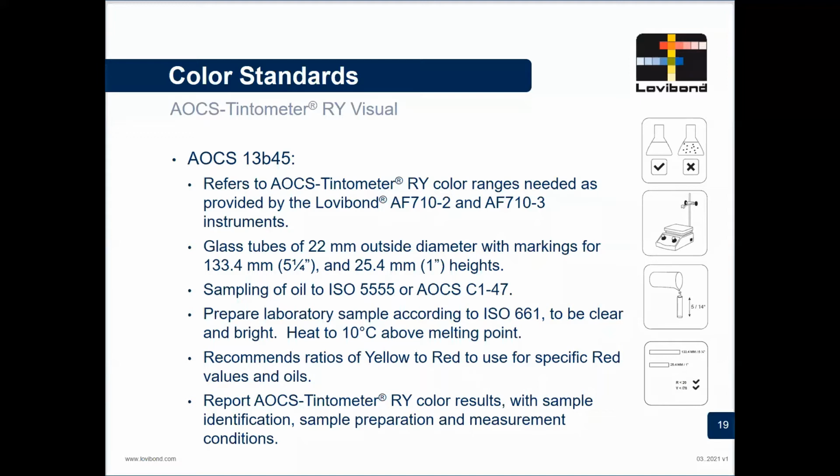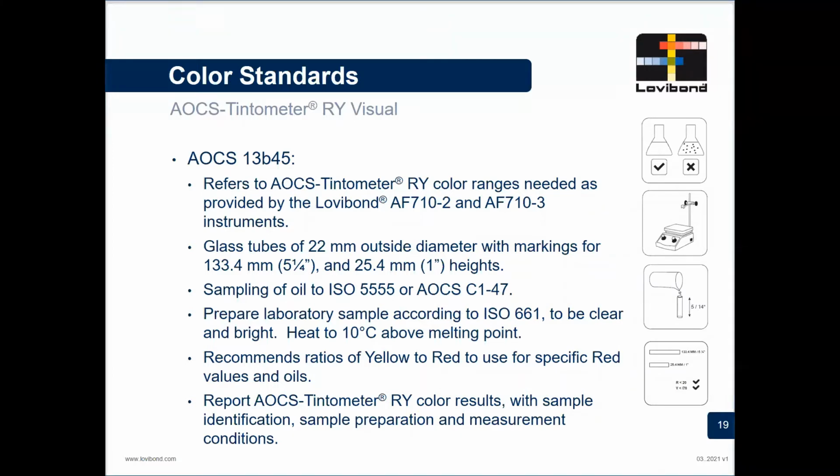Again, sampling of the oil, ISO 5555 or AOCS C147. Preparing the sample exactly the same as in the Lovibond standard. We're referring to ISO 661, clear and bright, heat to 10 degrees above the melting point.